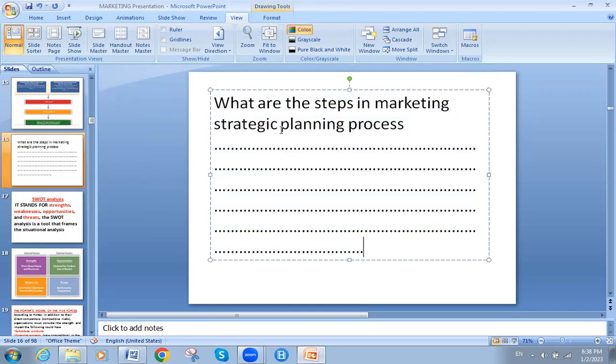What are the steps in marketing strategic planning process? Shall stop here for around 5 minutes to get your answers for this question. You can also search Google for extra details.